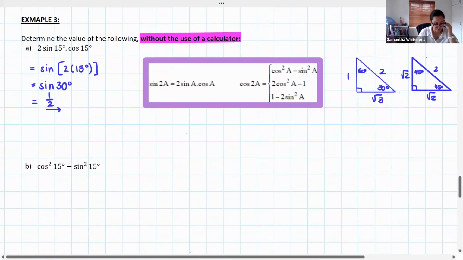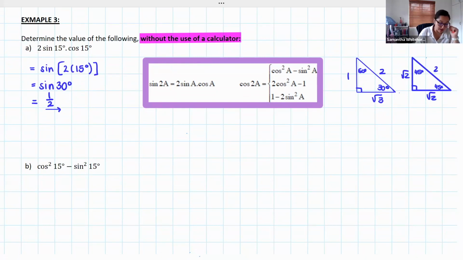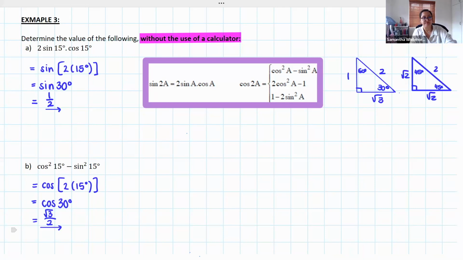Okay, if we have a look at B, we've got cos squared 15 minus sine squared 15. That matches up perfectly with one of our cos double angle formulae. So this is going to be cos of double the angle given, which is 15. So what we're working with here is cos 30. We've got the triangle up there. We can use that. Alternatively, just punch it in on your calculator. Root 3 over 2. Whenever we say without the use of a calculator, just use your calculator to double check.